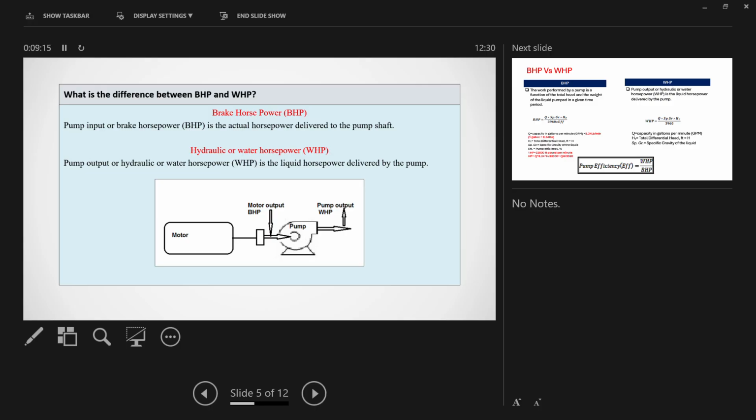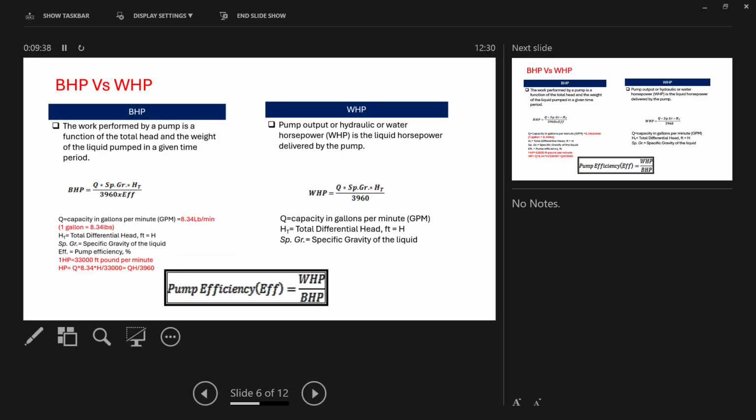And then what is the motor horsepower? Motor horsepower will be more than the brake horsepower, BHP, because there are some coupling losses, plus the motor has some efficiency. That's why the motor rating will be higher than the BHP. How much higher? That we'll discuss when we discuss the API standard, API 610 standard.